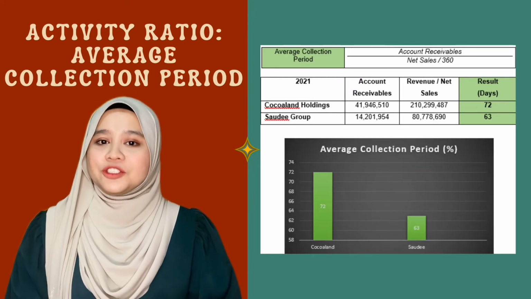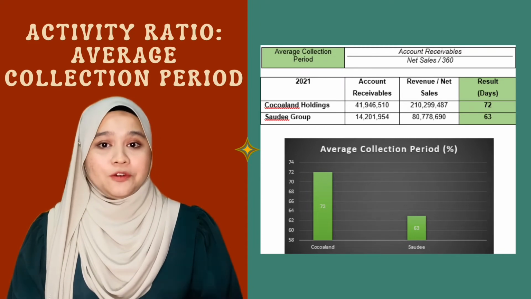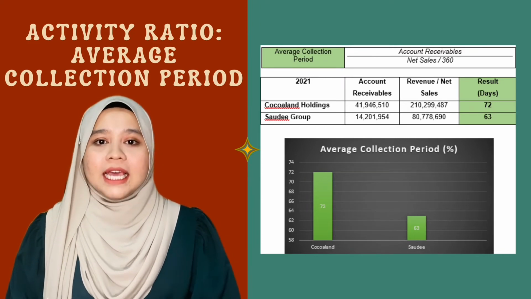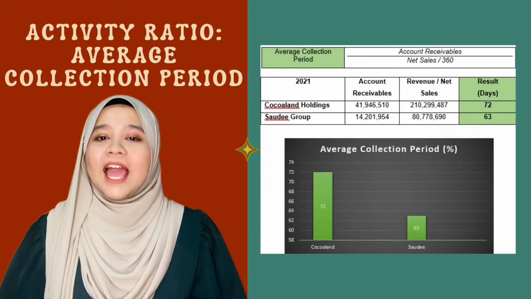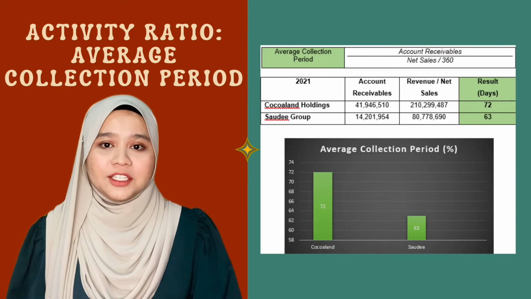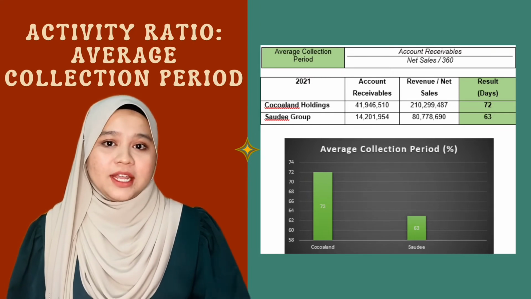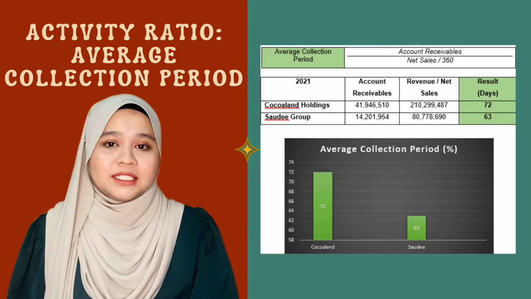Saudi Group has a shorter average collection period than Coquelin. It means that Saudi Group Berhad, rather than Coquelin Holdings, is better at collecting payments and selling goods. It also demonstrates that Saudi Group takes only 63 days, in relation to Coquelin, whose average collection duration is 72 days.